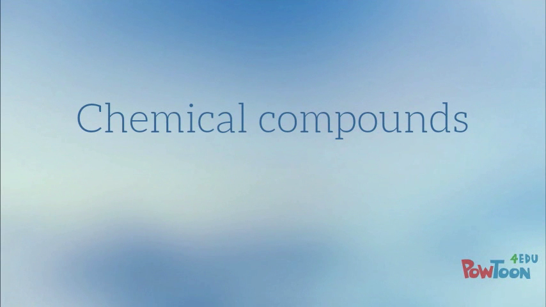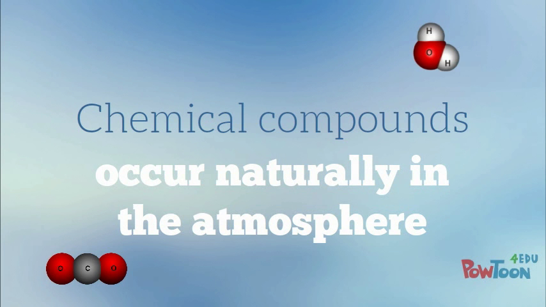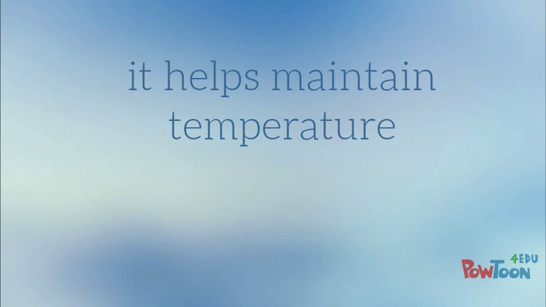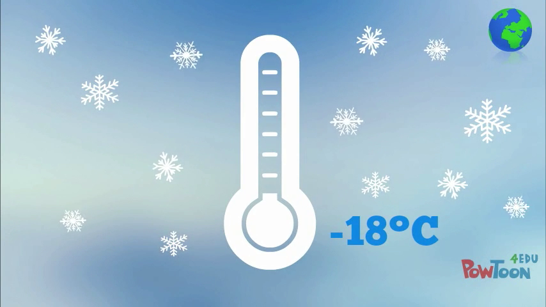Many chemical compounds, such as carbon dioxide, methane, water vapour and nitrous oxide, occur naturally in the atmosphere and have an important role to play in the natural physical process called the greenhouse effect. This process regulates Earth's temperature, keeping it at optimum levels needed for life to exist. Without the greenhouse effect, the world's average temperature would be minus 18 degrees Celsius.